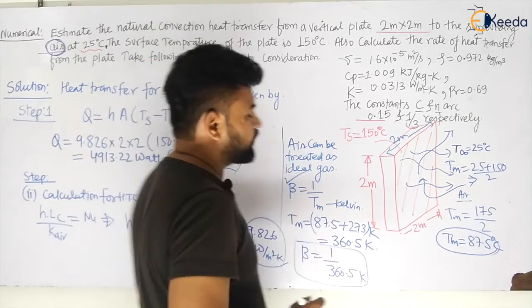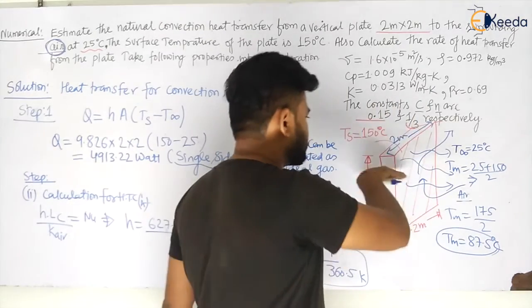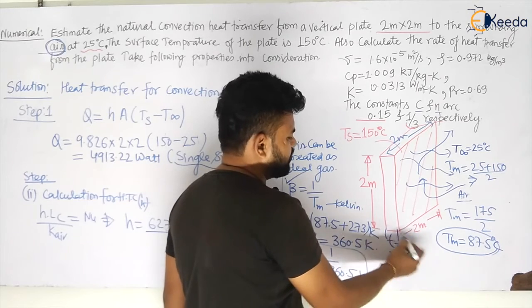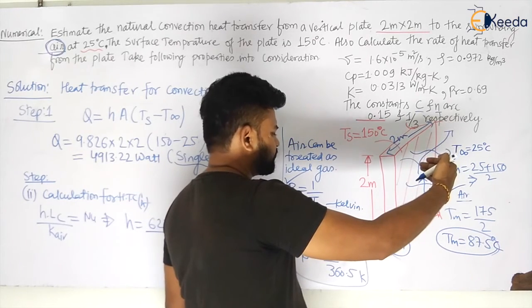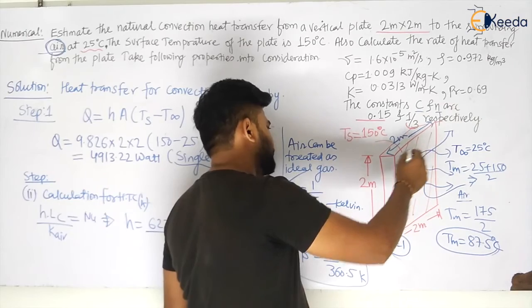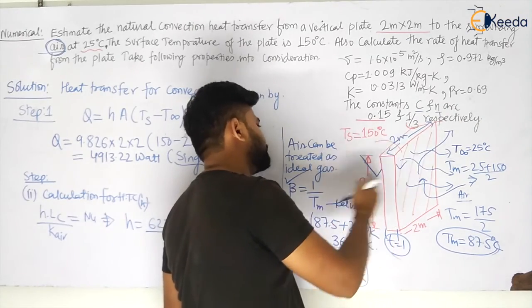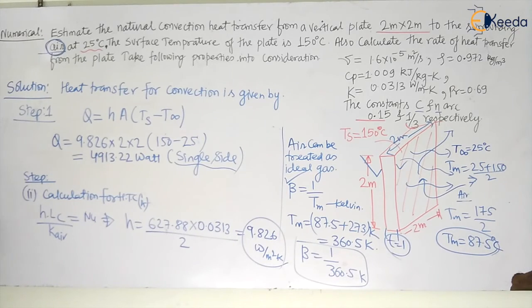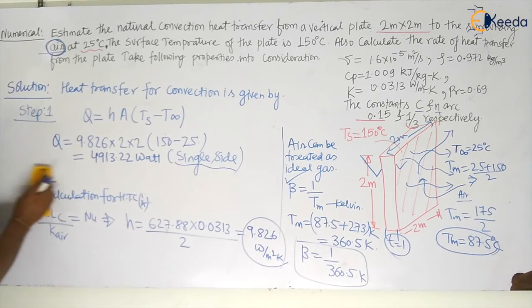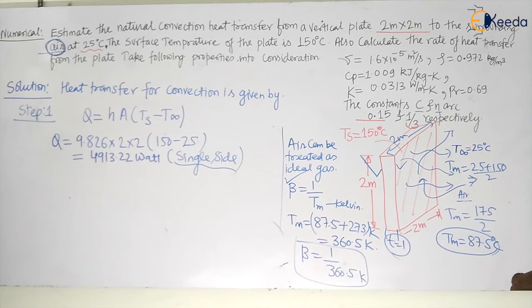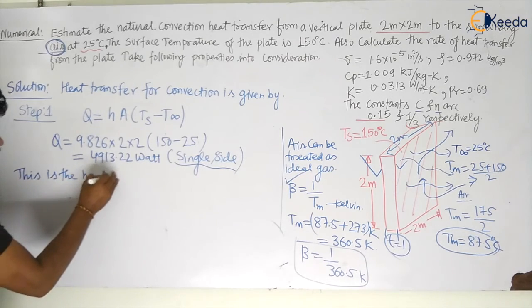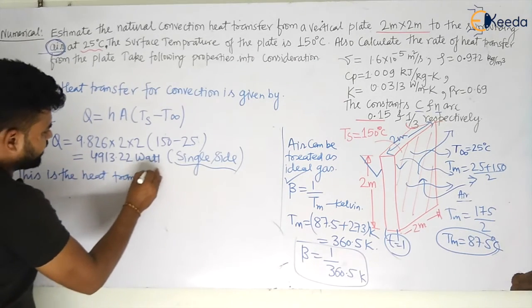So what will be the total heat transfer? The heat transfer will be total from this side also, because thickness here is not given. So this thickness here is not given, so I am considering it 1. So what will happen? There will be heat transfer from this side, there will be heat transfer from the other side of this plate. So total heat transfer will be given by, let us see. So this is the heat transfer for single side.